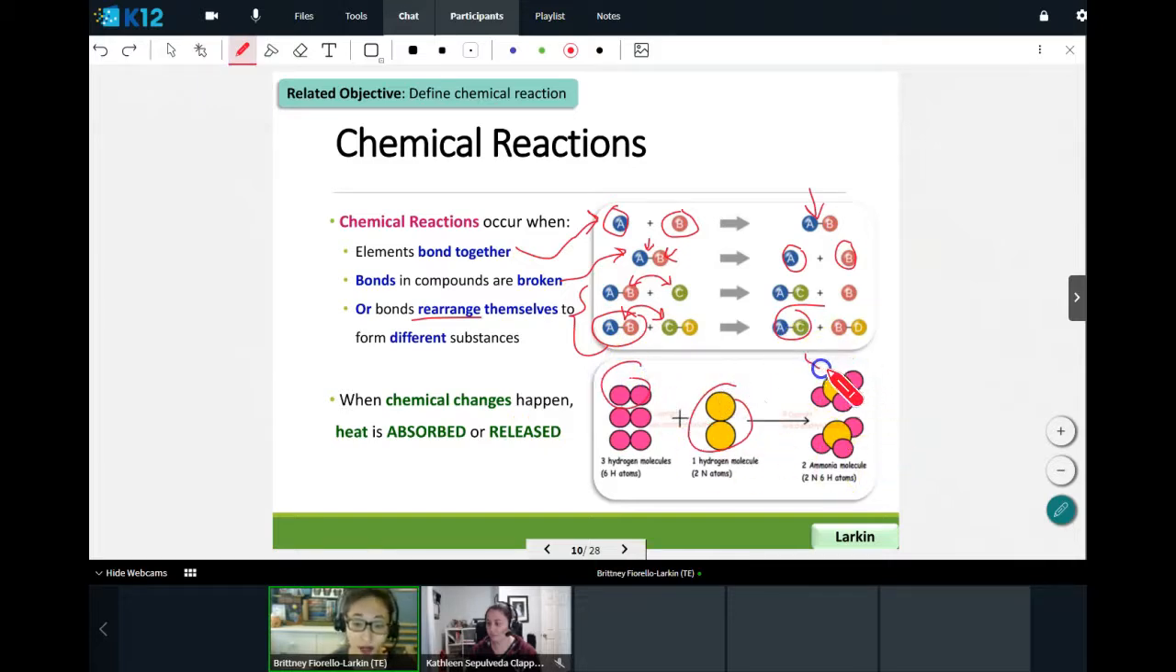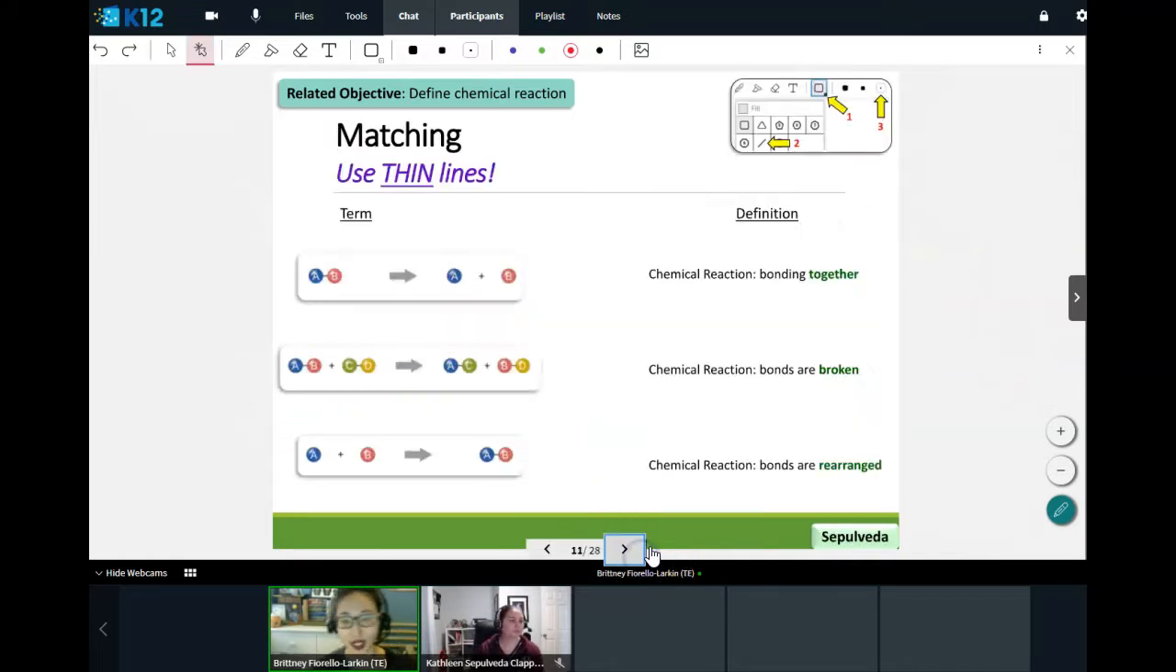You can see an example down here of hydrogens in pink bonding with nitrogens in yellow to form a different substance. This is going to be NH3, or ammonia. Now that they're bonded into this formula, they are completely different. Ammonia has different properties than hydrogen and nitrogen by themselves. When chemical changes happen, heat gets absorbed or released. We'll talk a little bit about that at the end of the lesson, about heat being absorbed and released.